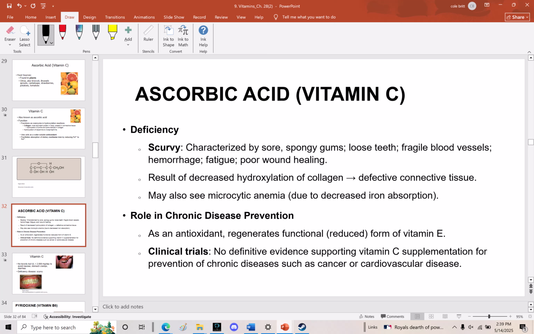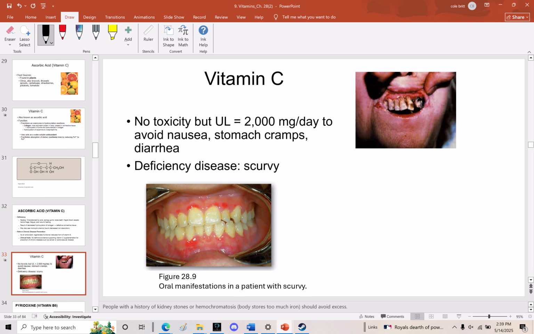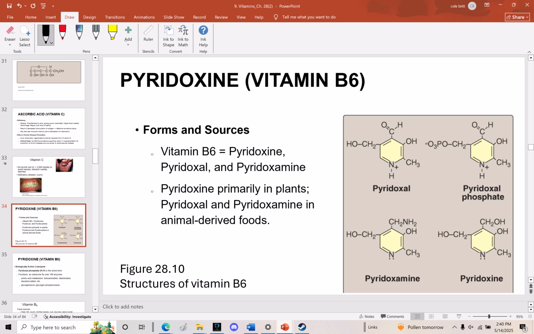So again, deficiency is scurvy. There is no toxicity, but we do have a UL because if you take excessive amounts, and a lot of people do, depending on how much they take, it can cause gastrointestinal issues. But there's no toxicity in and of itself. It's just gastrointestinal issues from having a lot of vitamin C in the GI tract. So there is a UL, but it's not really super toxic as far as we know. The deficiency disease is scurvy. Okay. Any questions about vitamin C?